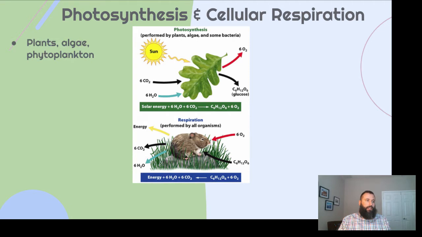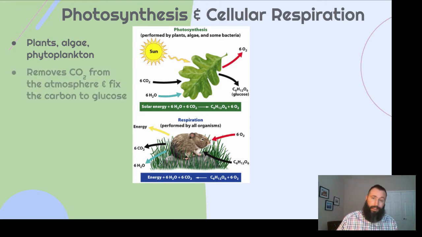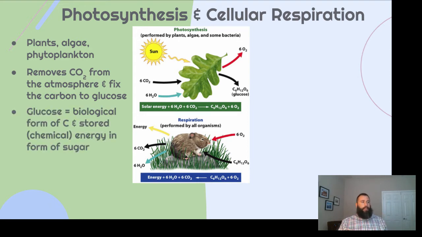So photosynthesis is a process that occurs by photosynthetic plants, algae, and phytoplankton. This process removes carbon dioxide from the atmosphere and fixes it into carbon. It fixes the carbon rather into glucose and other carbon-containing organic molecules within the plant, like cellulose, which makes up their cell walls.